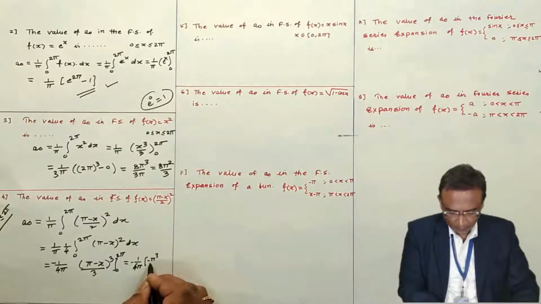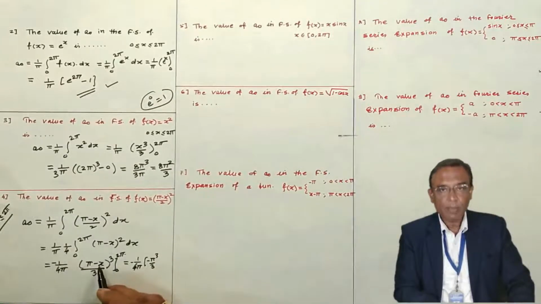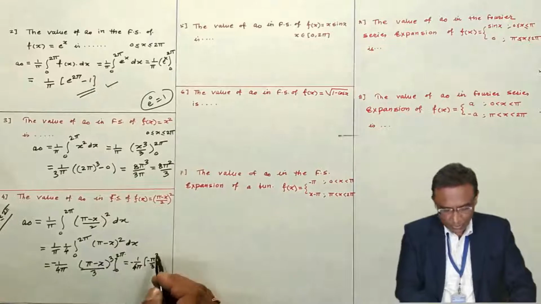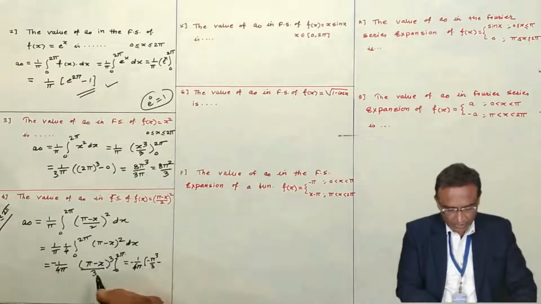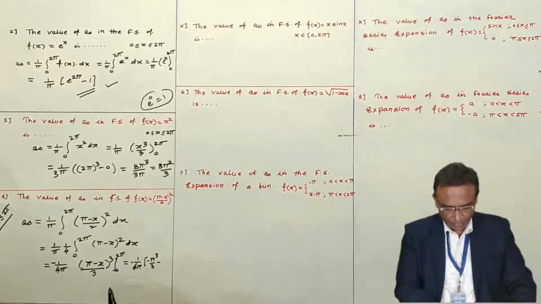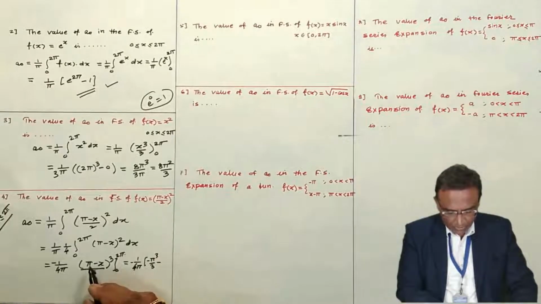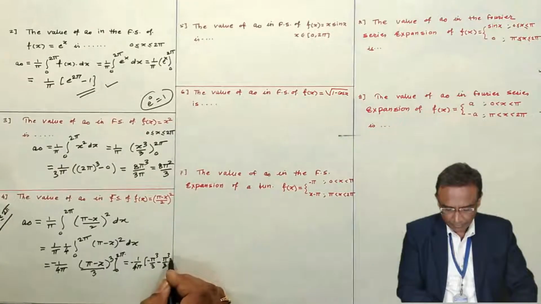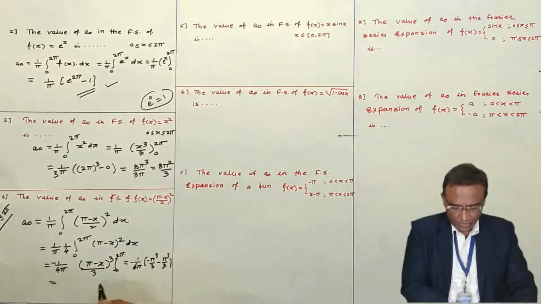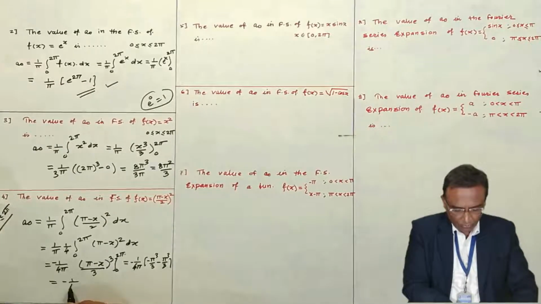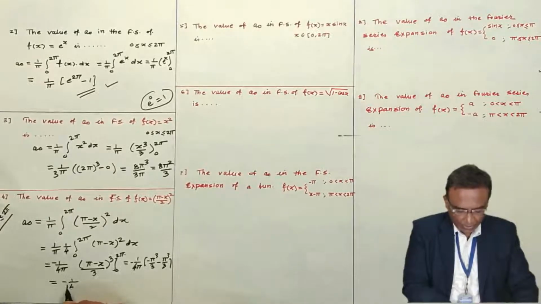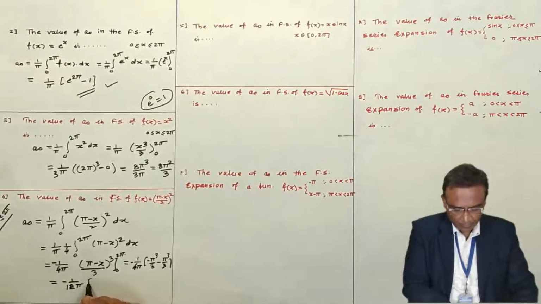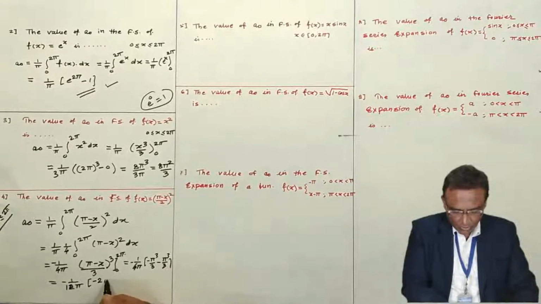Directly write: pi minus 2 pi is minus pi, cube is minus pi cube by 3. And 3 you can take outside if you want. Minus lower limit: pi minus 0 is pi cube by 3. Okay, now next, minus 1 by 4 pi. This 3 I am taking common. It will be 12 pi there. Minus pi cube minus 2 pi cube.